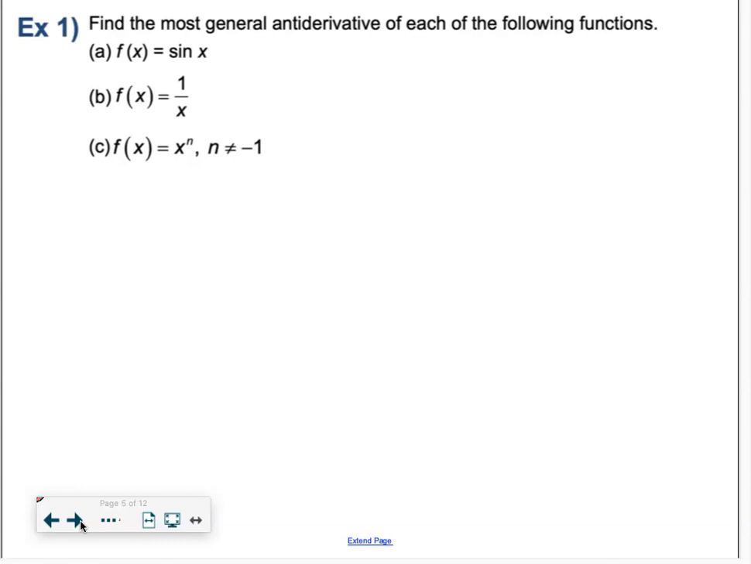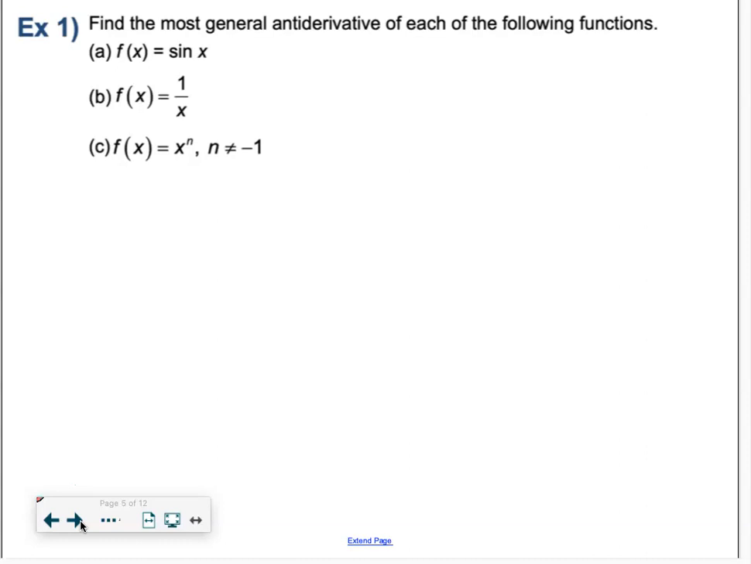This is going to generate kind of a power rule for antiderivatives. I want you to think, when you're figuring it out, for each of these: what function has this as its derivative? That's what you should be thinking about when you're working on all these, okay? What function has this as its derivative? That would be the antiderivative.